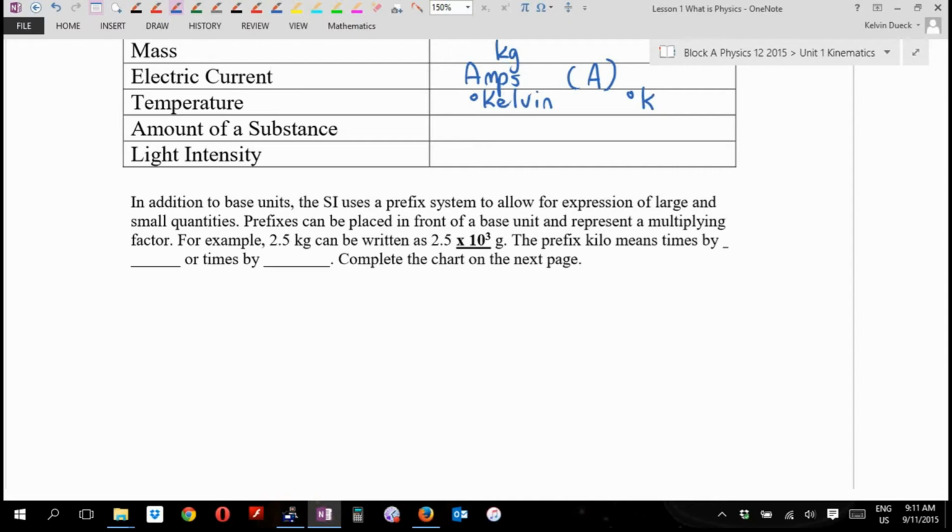The amount of a substance, you did this in Chem 11 if you took Chem 11. The amount of a substance is measured in? Liters. No. Begins with an M. Moles. If you've seen one, you've seen them all. Oh, okay, fine.